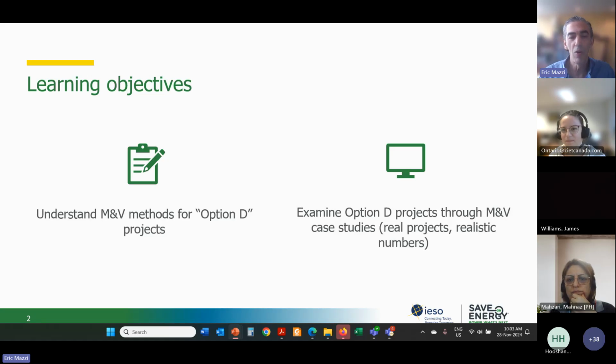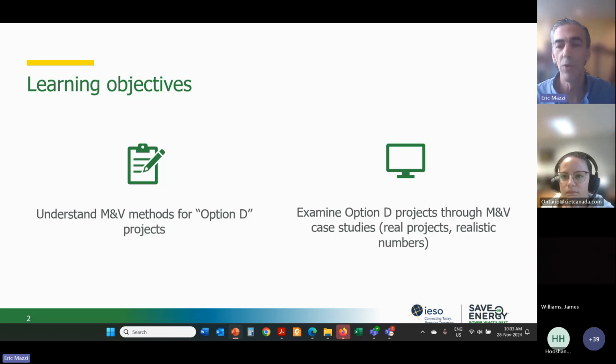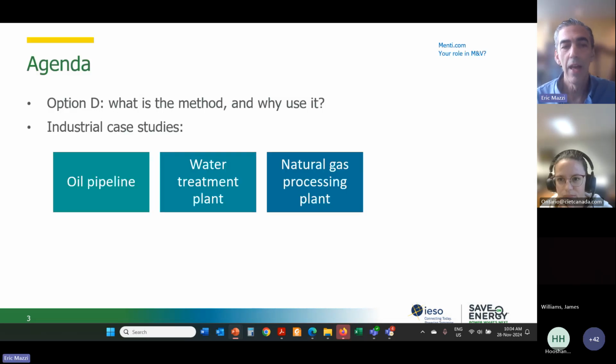What we're going to do is go over very briefly what this so-called option D is, what the method is, and then talk about 3 real-world case studies. These are real projects with realistic numbers, although I've altered numbers so as not to unintentionally share data that I'm not supposed to. The case studies are definitely based on real case studies. We'll go over what option D is and why I use it. Then the 3 case studies: one is based on an oil pipeline, one on a water treatment plant, and one on a natural gas processing plant.